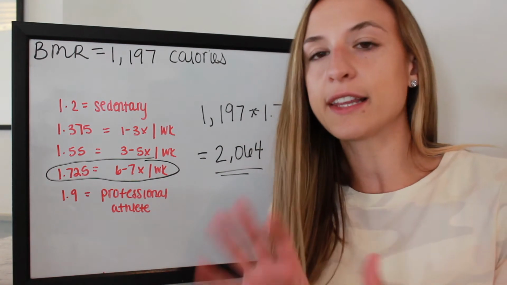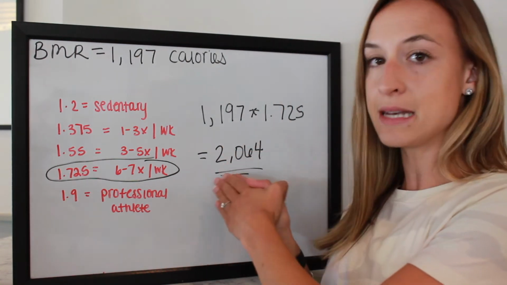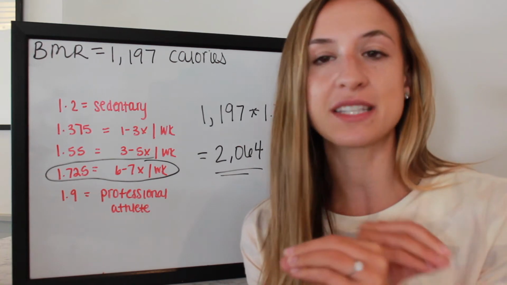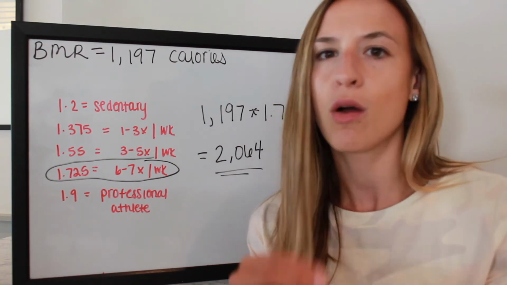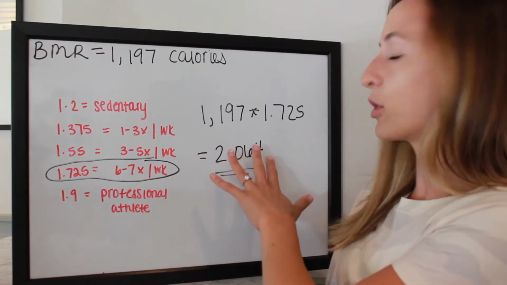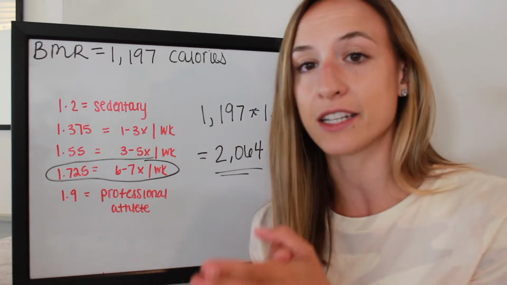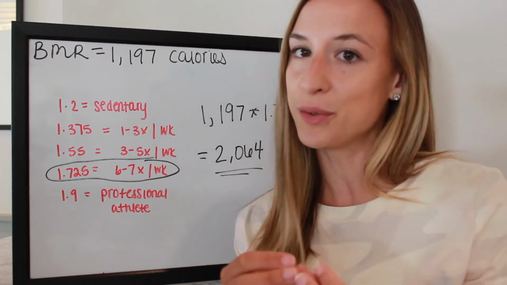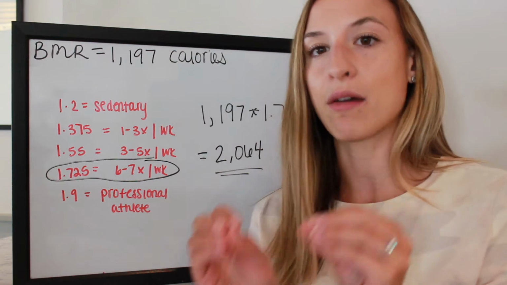Alright, so we just calculated our maintenance calories. This is the number that you need to intake every day just to maintain your weight, or on average you at least need to take this in. This number includes both your BMR and your active calories. You may be thinking now, well, my fitness goal is to lose weight. Now let me show you how to do that.